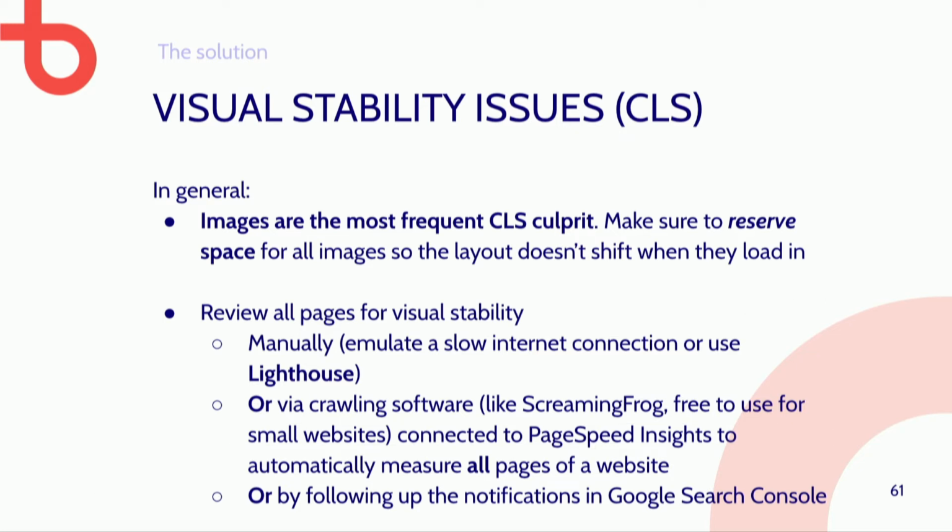So you can just set up Screaming Frog to crawl your entire website, and it will give you the CLS values for all your pages, so you don't have to review them manually. So that might be the way to go. But if you have a small website, or you just want to spot check some pages or some different types of pages, you can do that manually, of course, as well.